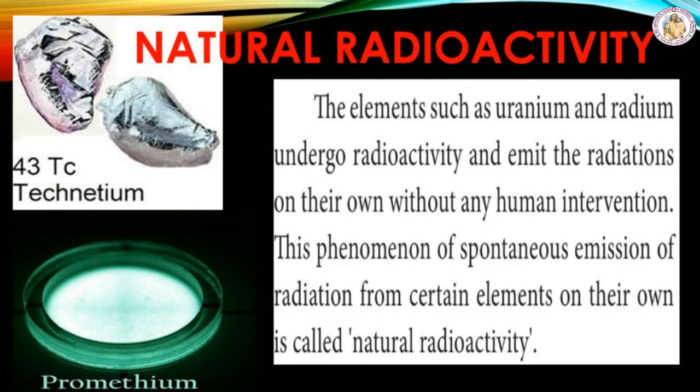So let's see which elements undergo this radioactivity process. The elements whose atomic number is more than 83 undergo spontaneous radioactivity, for example uranium, radium, etc. There are only two elements identified as radioactive substances with atomic number less than 83. They are technetium with atomic number 43 and promethium with atomic number 61. These two elements have atomic number less than 83.